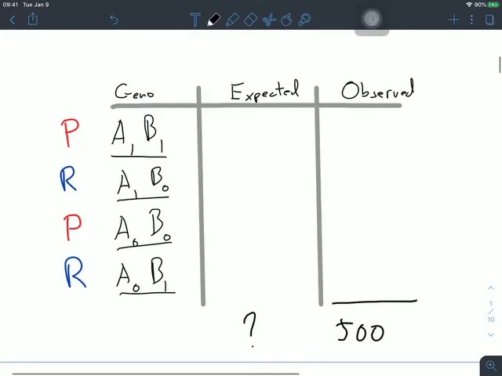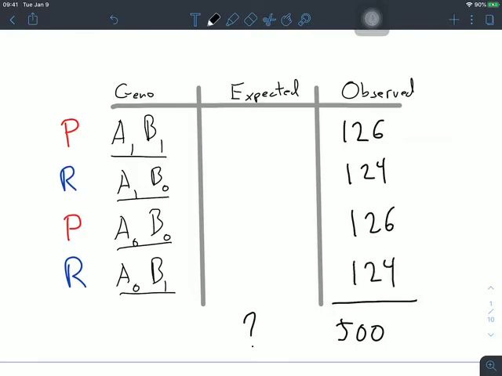And of those 500 sperm, 126 of them were A1B1, 124 of them were A1B0, 126 of them were A0B0, and 124 of them were A0B1.